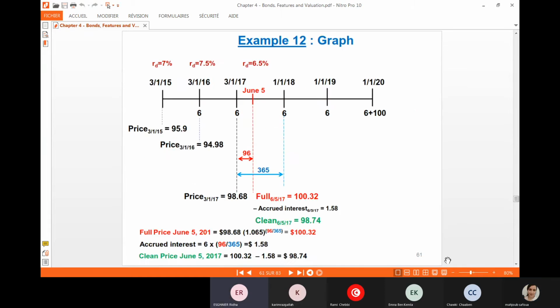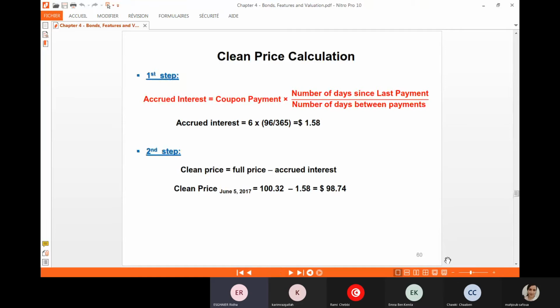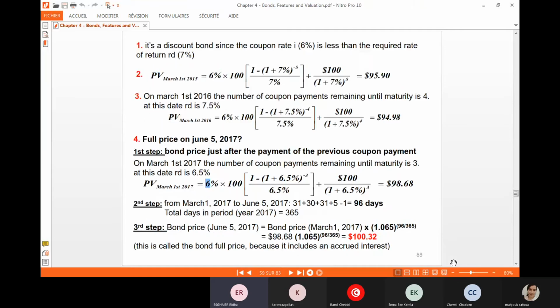Now, as you notice, to compute the full price, we simply take the valuation, the ordinary valuation, if you want, of the bond that assumes that the price is computed at the date of the coupon payment. Then we capitalize it by multiplying it by 1 plus RD power the number of days between the previous coupon payment date and the desired date over the total number of days of the period.